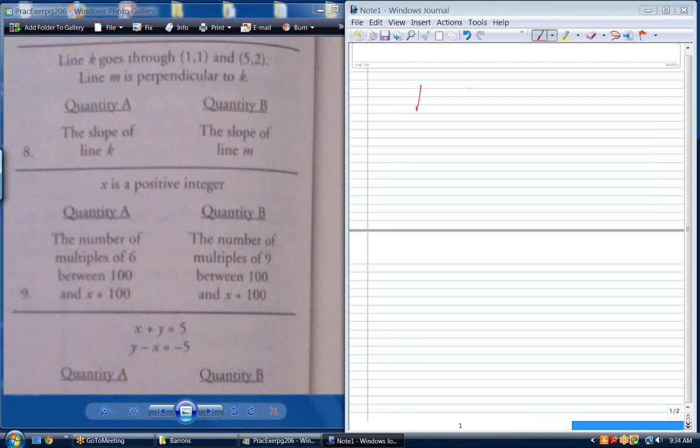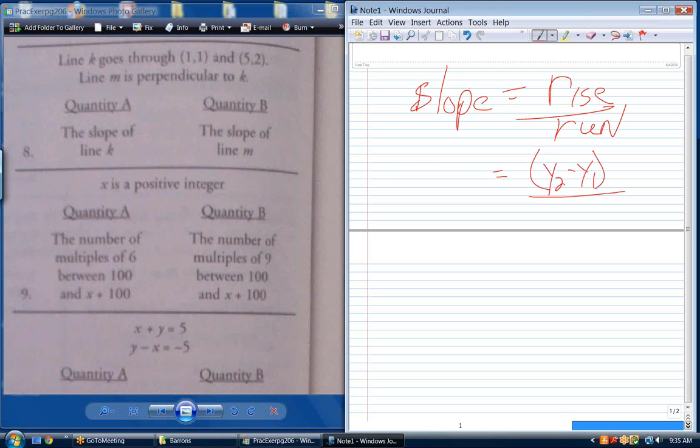What's the definition of slope? Rise over run. That's the one I like everybody to memorize, because from that you can always get the more technical definition, which is what? What's the rise equal to? The rise is equal to y2 minus y1. And the run is x2 minus x1. So let's solve for the slope of line K. Okay, so it'd be 2 minus 1 is 1, and 5 minus 1 is 4. So it'd be 1/4.